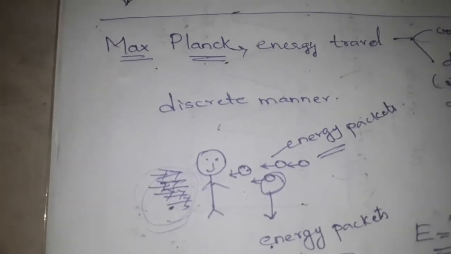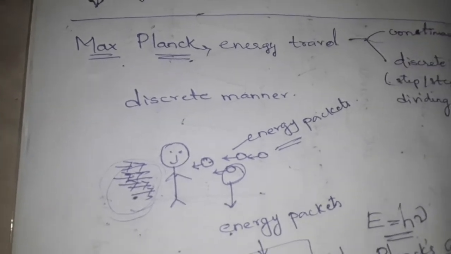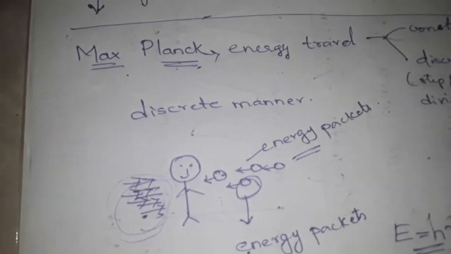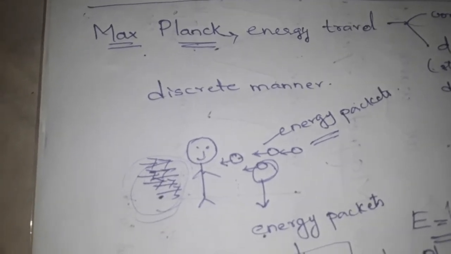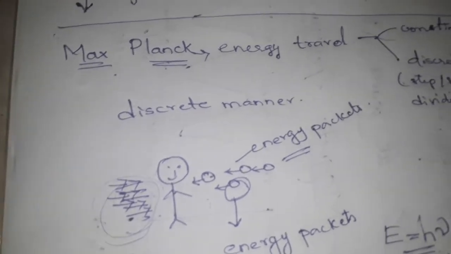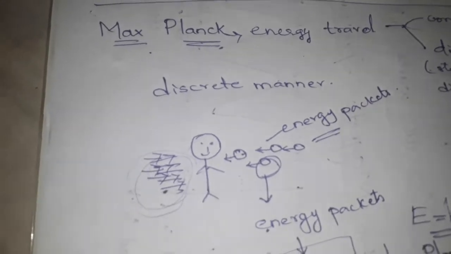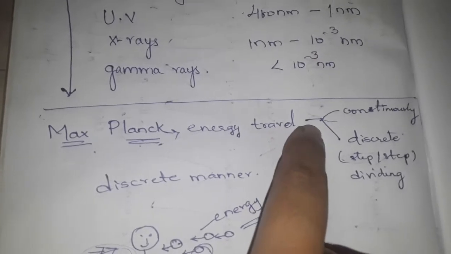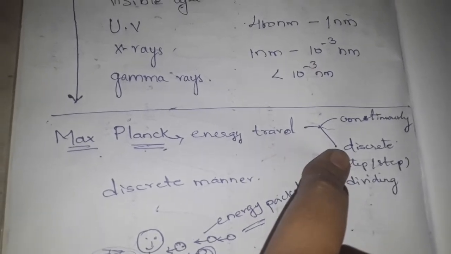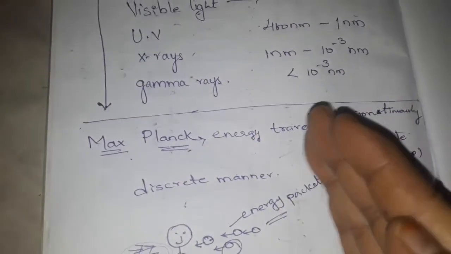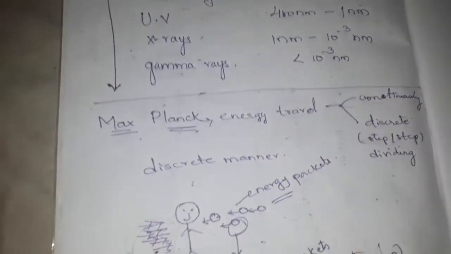Next, coming to the next topic, that is Planck's constant. Who was Max Planck? Max Planck was a famous scientist who gave us the clear definition of energy, electrons, photons. Photons are nothing but light. What he said was that energy travels in a continuous or discrete way. Discrete means step by step, or in divisible parts.